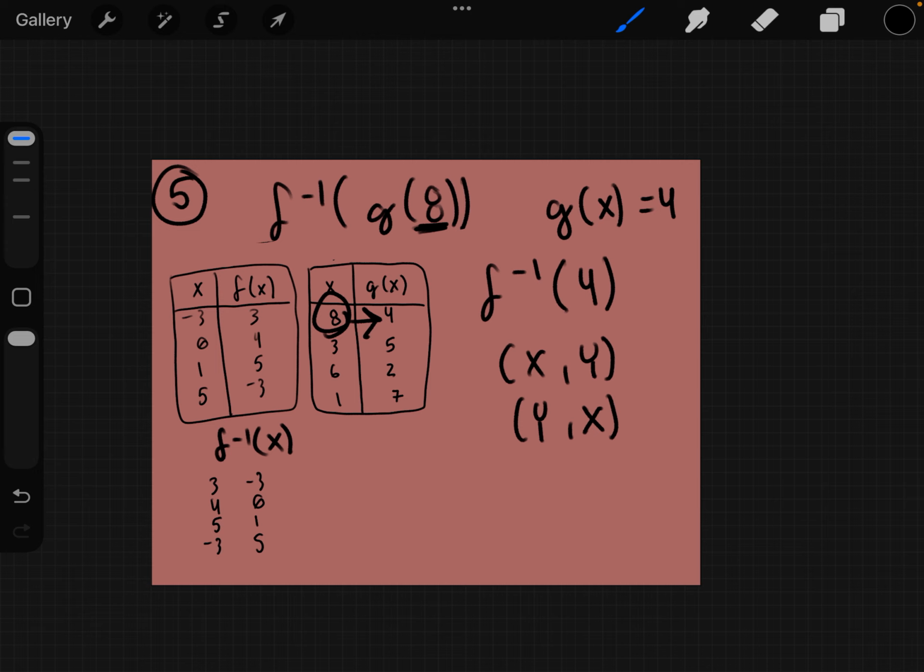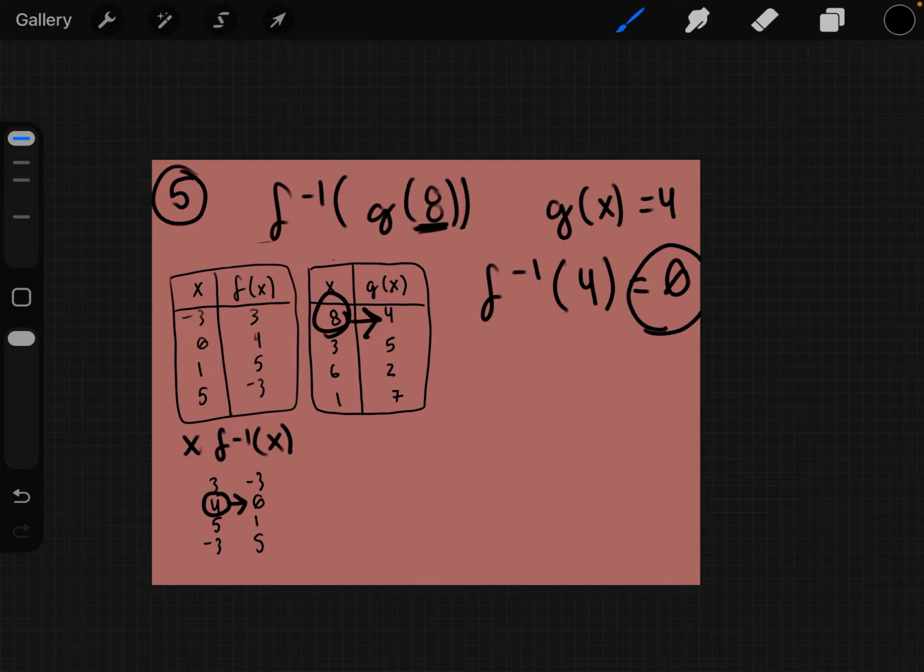Okay, so we're looking for 4 on the x side. Here's 4, and when x is 4, f inverse of x is 0. That's it.